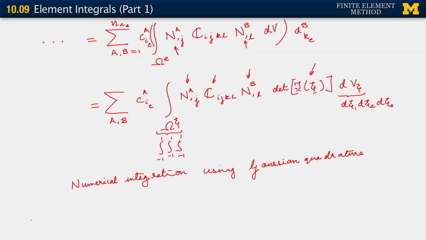Let's assume that we go ahead and compute this. If we go ahead and compute it, let's write it out in this fashion. So this thing is now equal to the sum over A and B, C A I E. We've carried out the integral. Okay, so we have something in there.